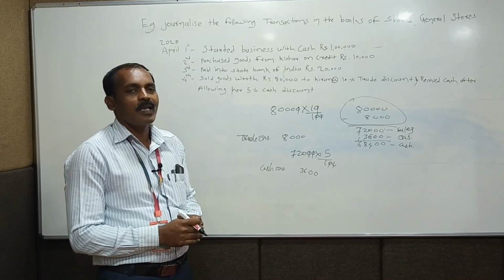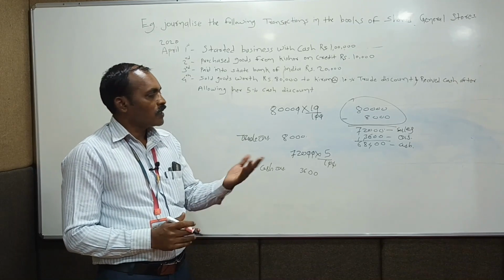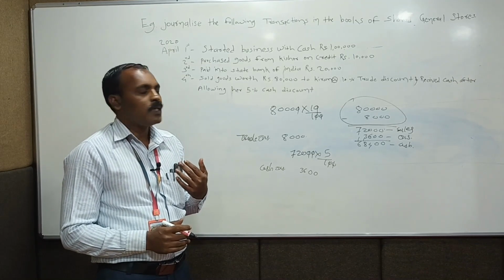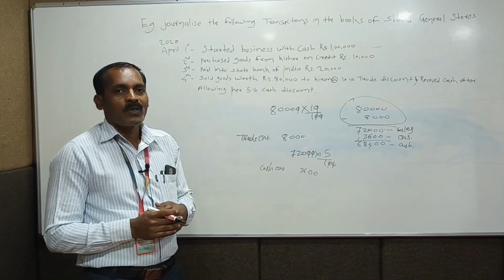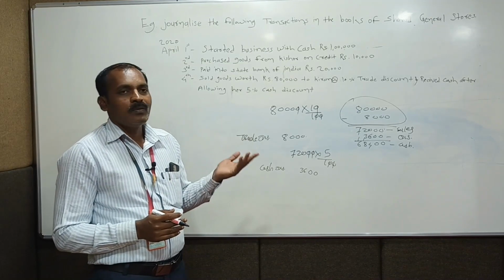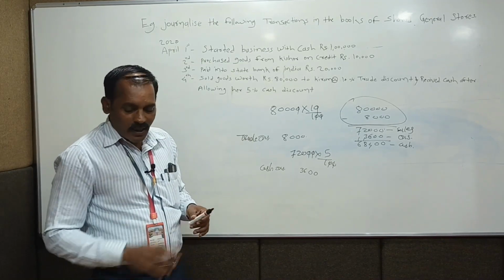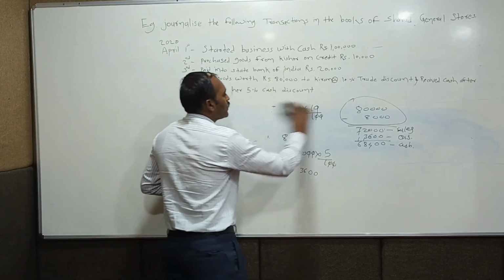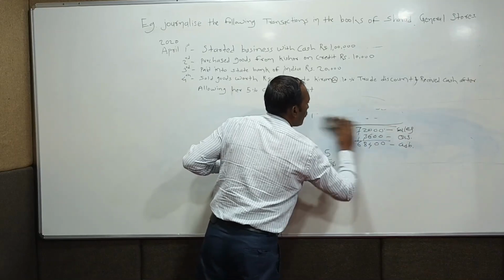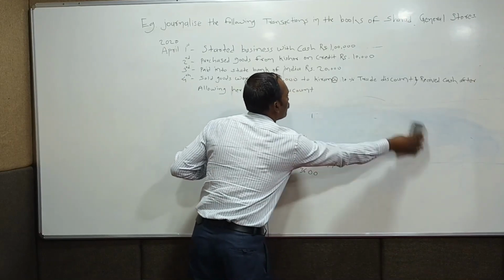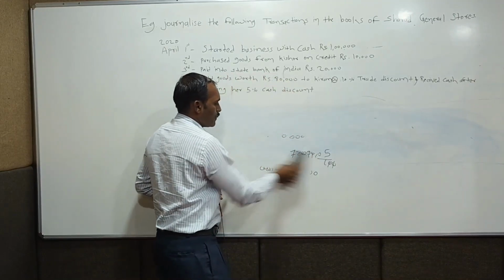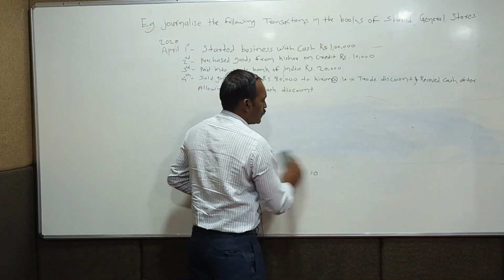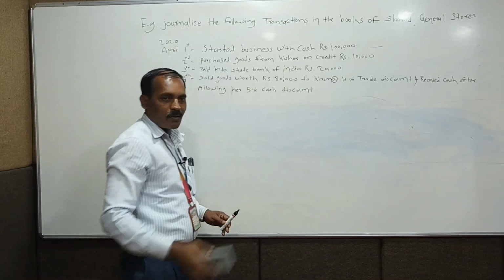The sales account always shows a credit balance. Cash comes into the business, so the cash account is debit. The account which receives is debited, and similarly the discount account is debited. So these transactions are recorded in the books of Sharad General Stores. The first account goes to debit and the second account goes to credit.